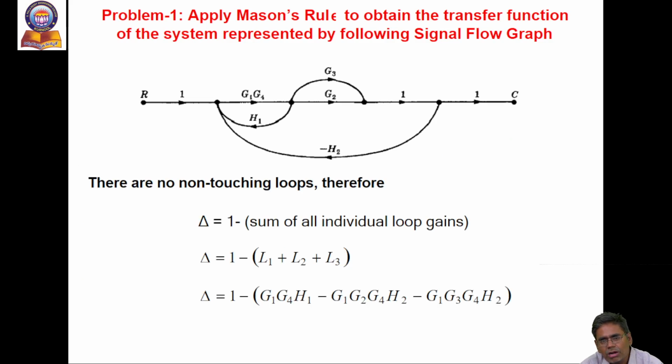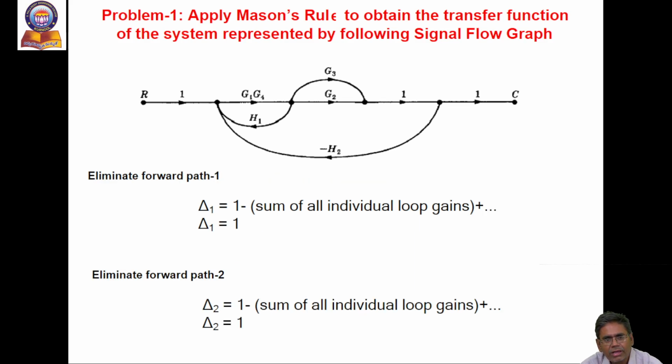There is no non-touching loop, therefore delta is equal to 1 minus the sum of the individual loop gains of all the loops. Delta is 1 minus (L1 plus L2 plus L3), that is 1 minus G1, G2, H1 minus G1, G2, G4, H2 minus G1, G3, G4, H2. Delta is the overall determinant of the graph.